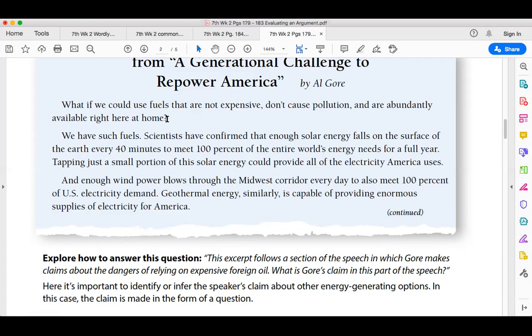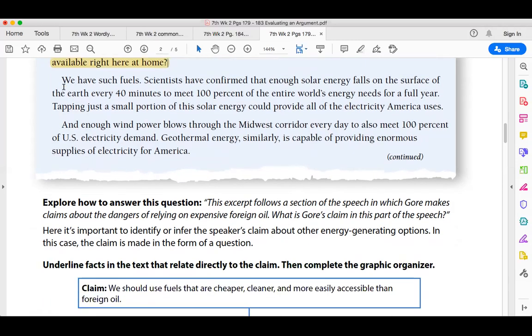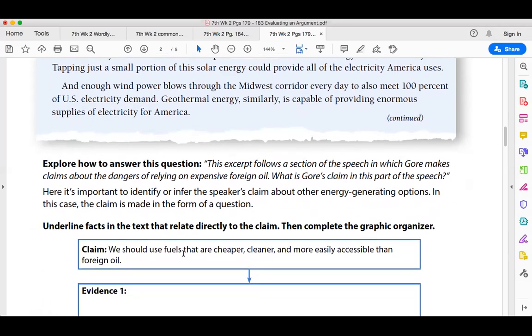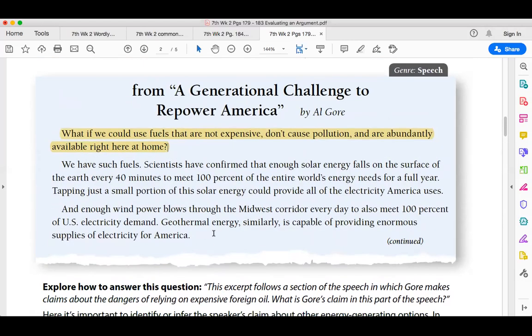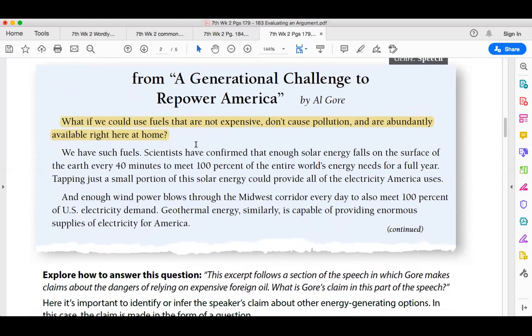So this right here is his claim, all right? He wrote his claim in a question. So if I go down here into my chart, we should use fossil fuels that are cheaper, cleaner, and more easily accessible than foreign oil. Okay? And I just summed up what his claim is.